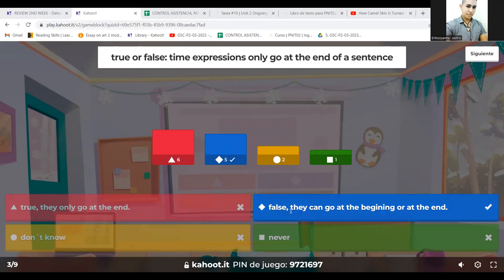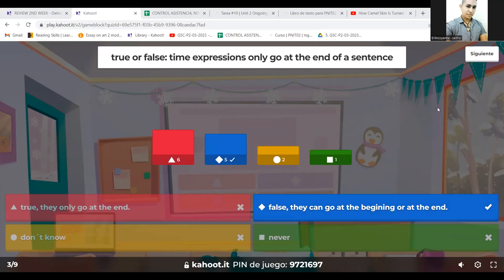The correct answer is false. La respuesta correcta es falso. Time expressions can go at the beginning or at the end. Acuérdense que les dije, this part is important. Time expressions, expresiones de tiempo, por ejemplo, every Monday, todos los lunes. Every Monday, I eat pupusas. Or, I eat pupusas every Monday, right? They can go at the beginning or at the end of the sentence.